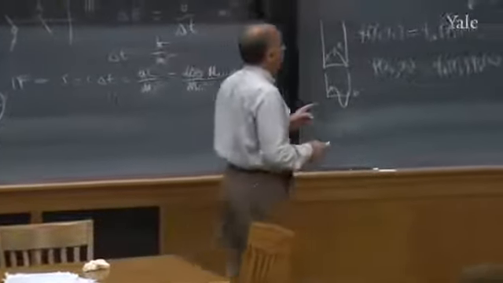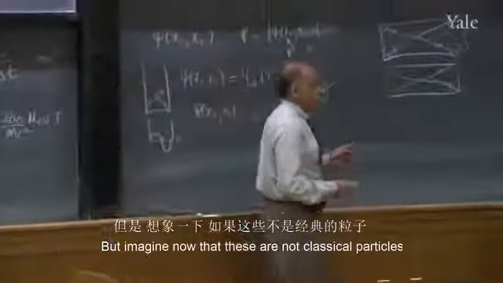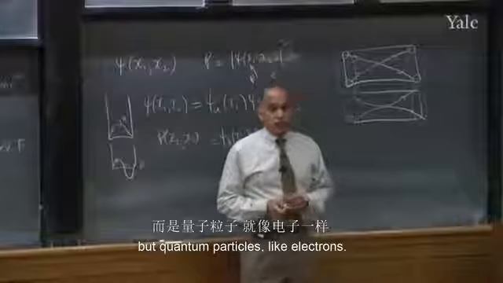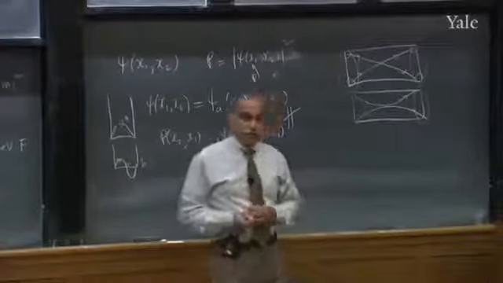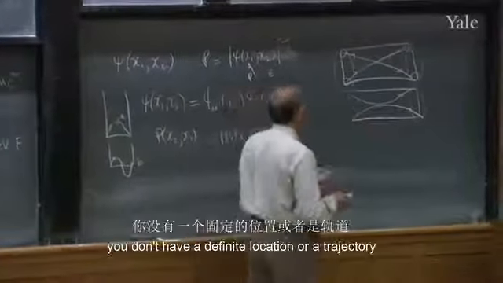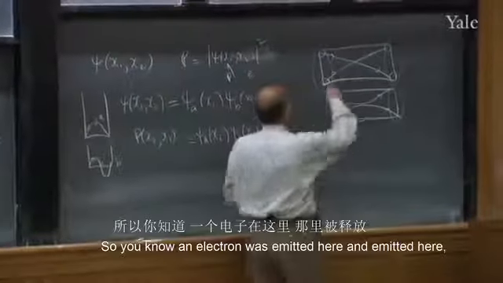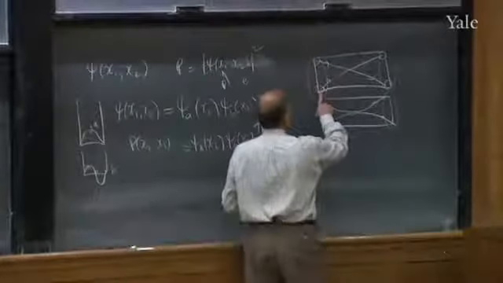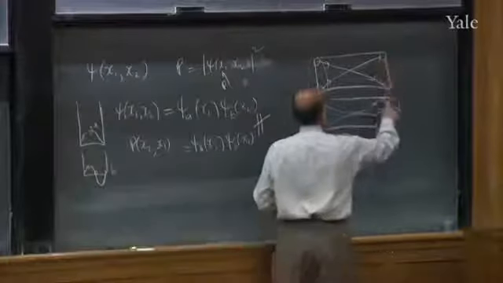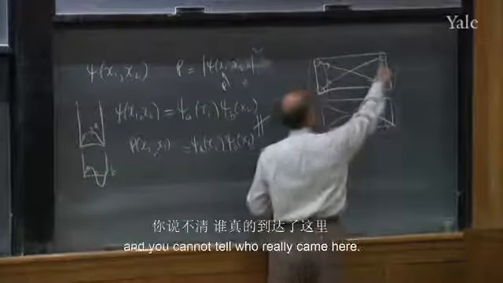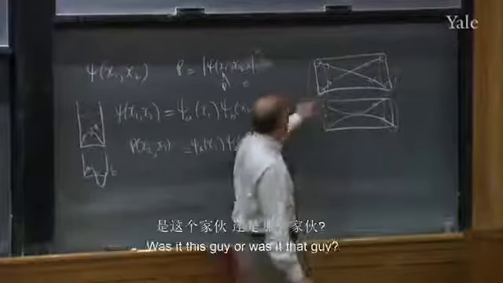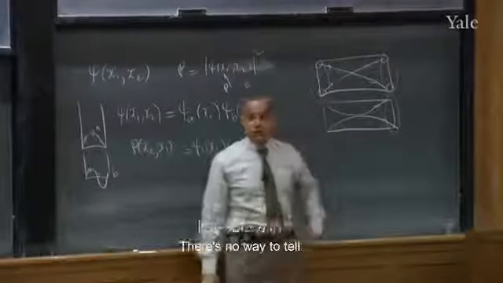But imagine now that these are not classical particles, but quantum particles, like electrons. For an electron, you don't have a definite location or a trajectory, you only have probabilities. So you know an electron was emitted here and emitted here, and later on was absorbed here and absorbed here, and you cannot tell who really came here. Was it this guy or was it that guy? There's no way to tell.